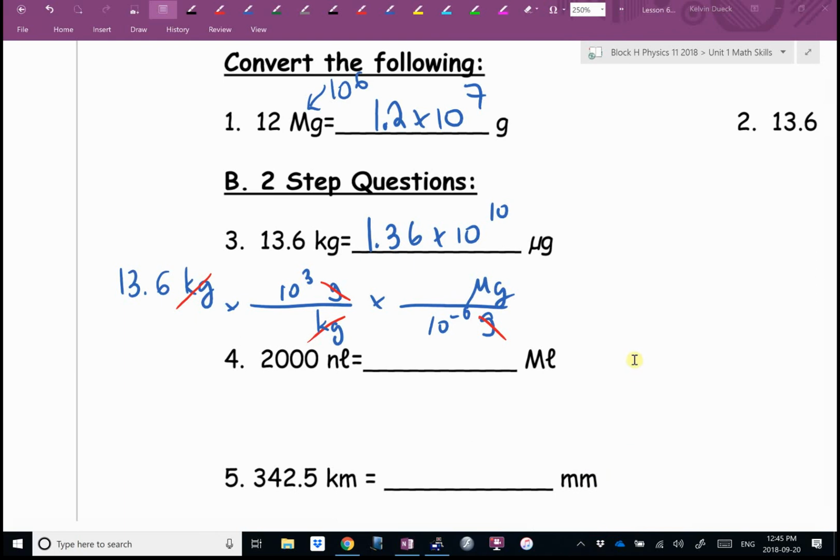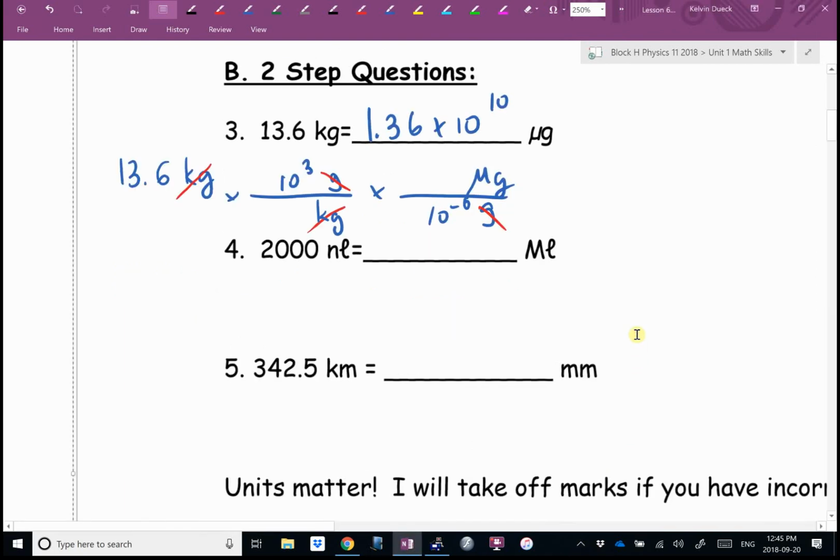What's the first thing I'm going to do for number 4? Write down what they gave me. They wanted me to go from nanoliters to megaliters. Okay.